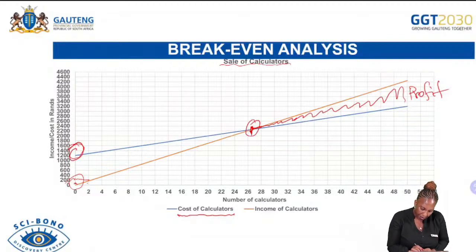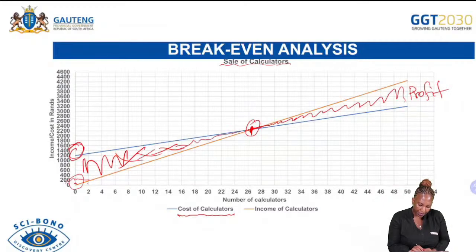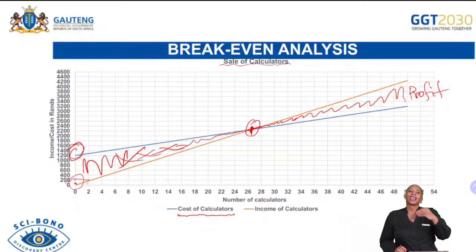And then below, from here, as you can see with this part, the blue part is above the orange one. The orange is below, and the blue is above. Up until the break-even, the company was registering a loss, because the expenditure was more than the income. But once the income graph, the orange graph, goes above the expenditure graph, even by 1 rand or 10 rand, just that margin, then we say now the company is registering a profit.